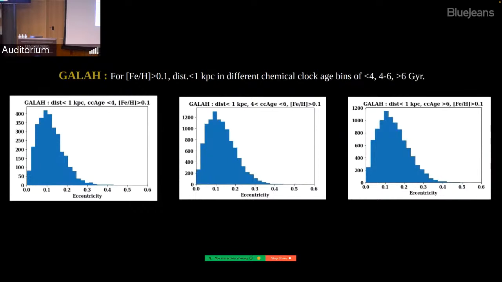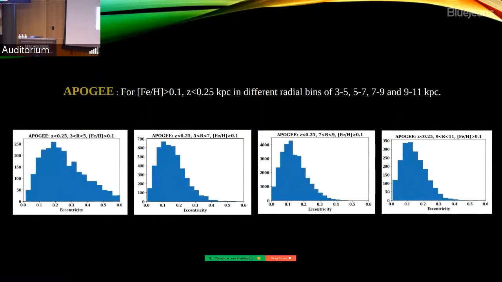Most of the stars are in the older age groups, which either suggests that there are few young stars with these characteristics in the inner galaxy, or maybe that the radial migration is not so active now as it was in the past. These are some similar figures made with APOGEE data for stars with [Fe/H] greater than 0.1, Z less than 0.25 kpc in different radial bands. Here we too find a large number of stars in the solar neighborhood in the third panel.